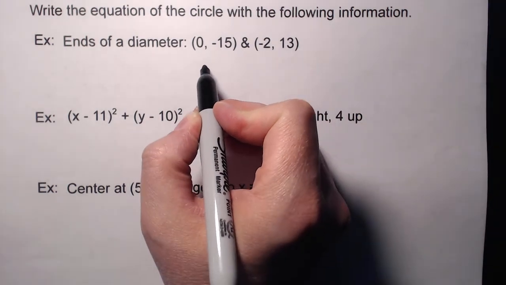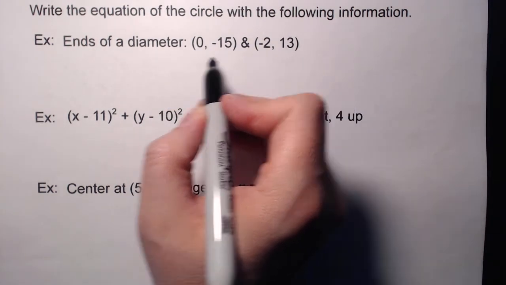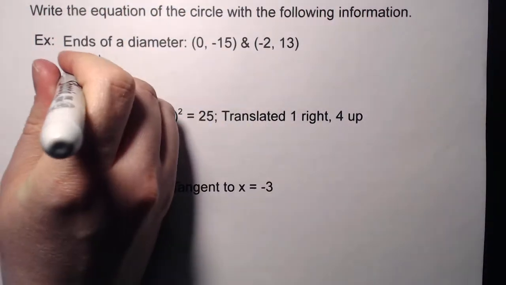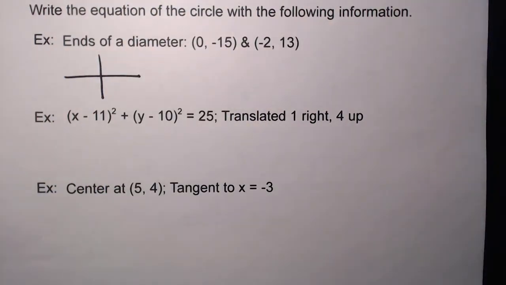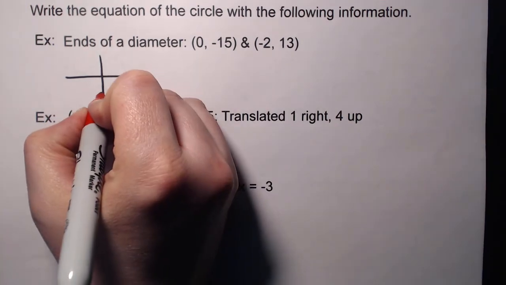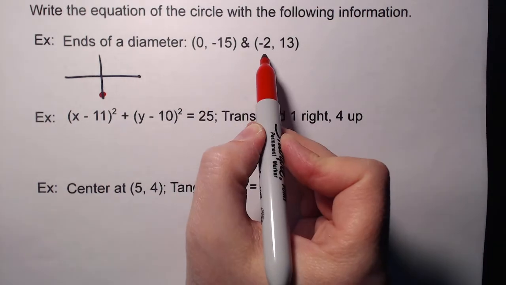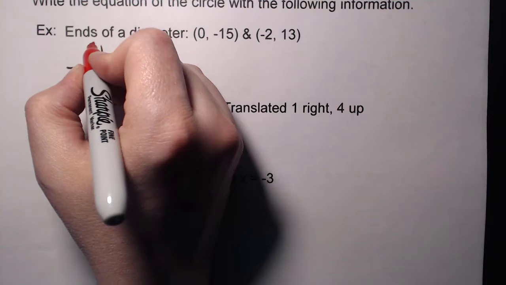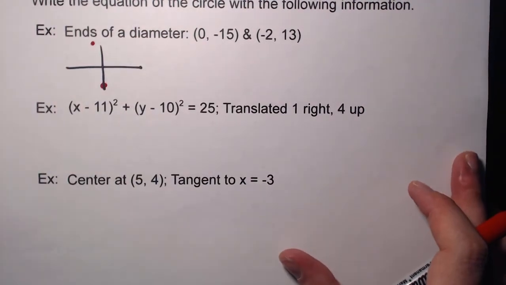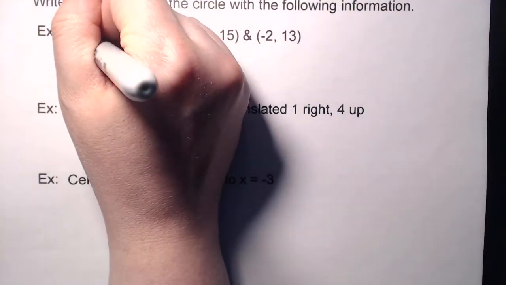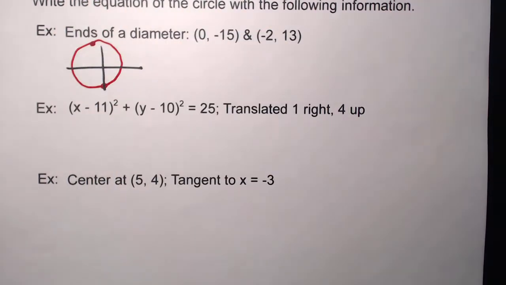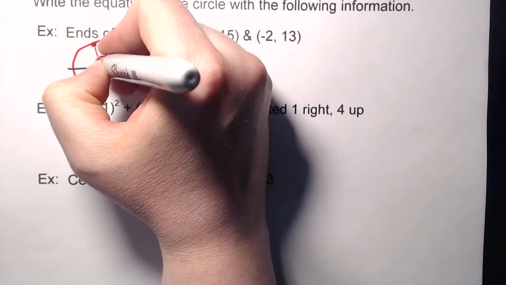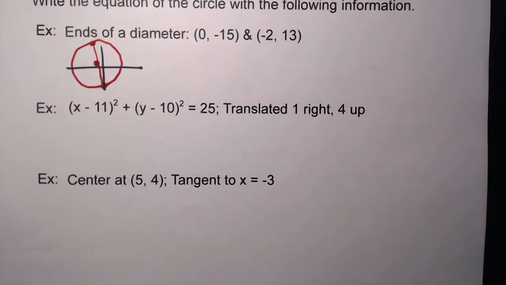So in this one, it's giving us the ends of the diameter. So I'm going to, not to scale, just kind of draw this. So (0, -15) is going to be somewhere down here. And (-2, 13) is going to be somewhere up here. So I have this circle where those are the endpoints. And I'm going to want the radius of the circle and the center.